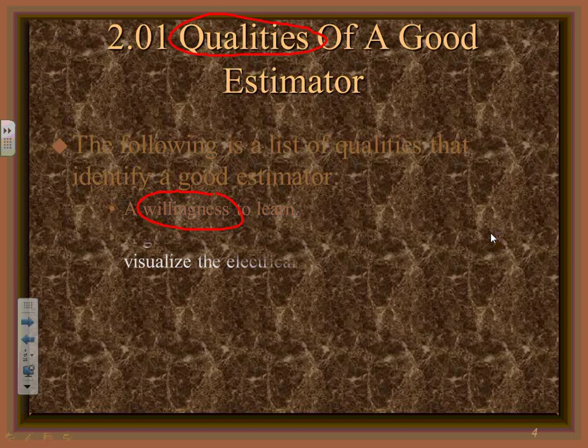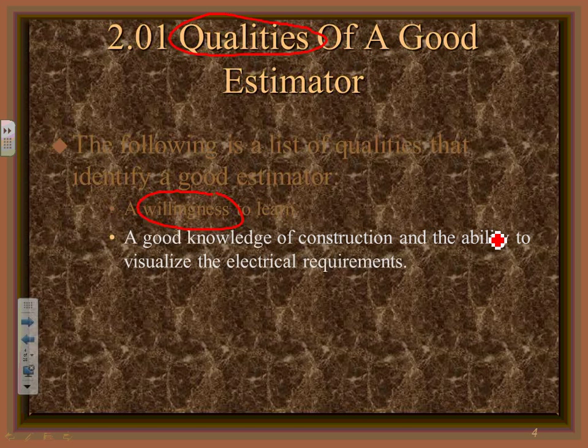So, willing to learn. If you are willing to learn, you're a good estimator. Good knowledge of the construction. Another way: do you have, not an excellent, but at least good knowledge of the construction and the ability to visualize electrical requirements? So do you know the construction? Do you know different types of construction? Concrete, block, wood, sheetrock, steel buildings, you know.